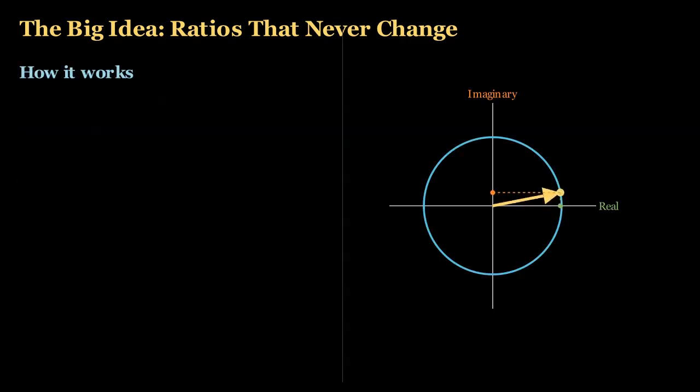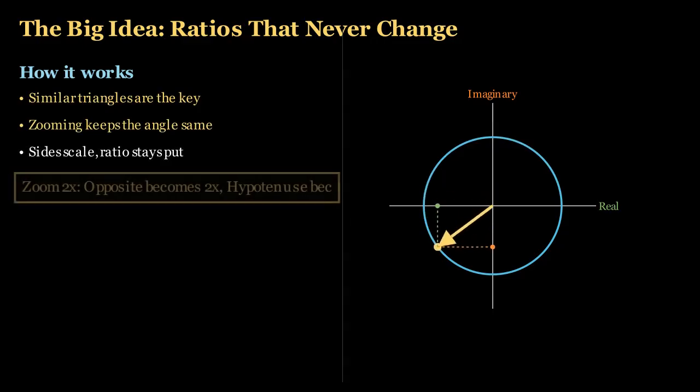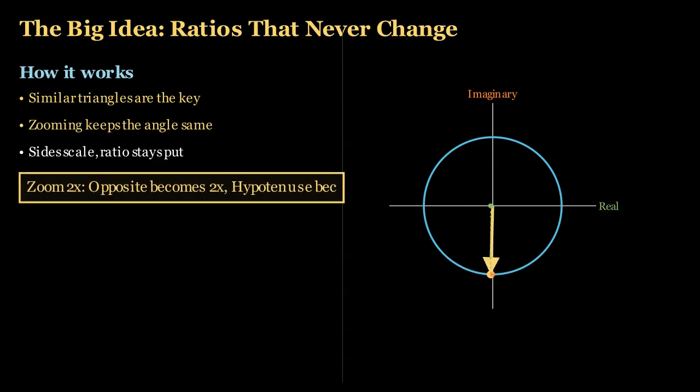Remember similar triangles? They have the same angles but different sizes. When you zoom in on a right triangle, the angle stays fixed. All sides grow by the same multiplier, like photocopying a shape at 200%. Because both sides in the ratio.